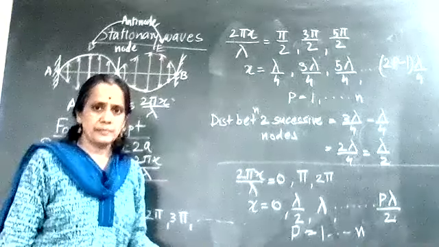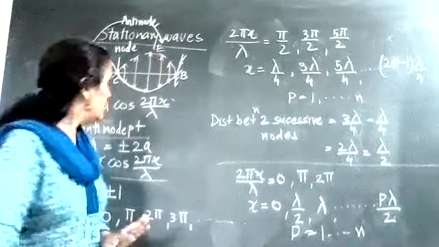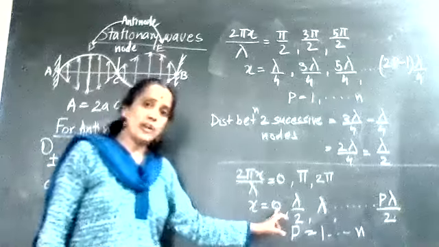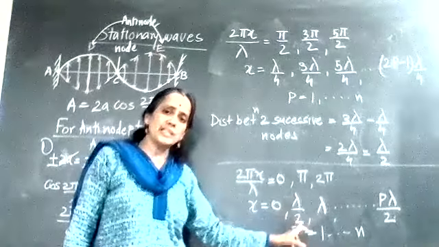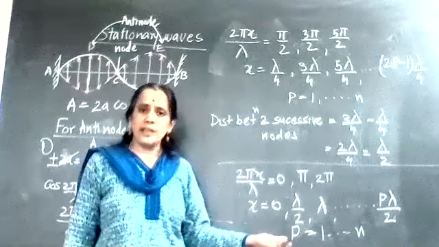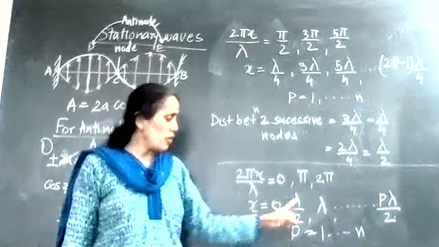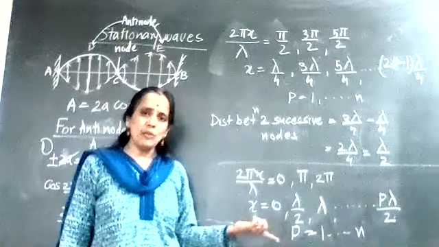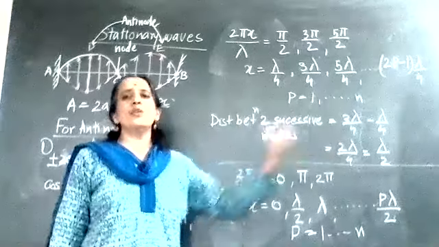Clear? Any doubt? So now again I can draw a certain conclusion. The first antinode I get at 0, and the second antinode at a distance of lambda by 2. This means the distance between two successive antinodes is lambda by 2 minus 0, which is equal to lambda by 2, the same as the node distance.